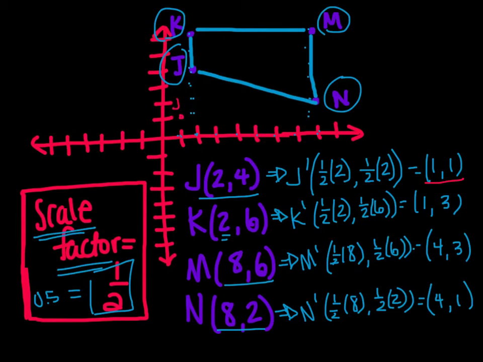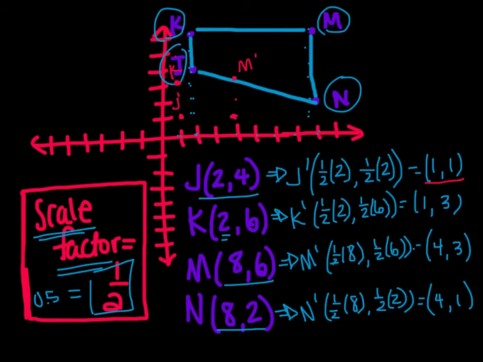There's j prime. K prime is over 1, up 3. So 1, 2, 3. That's our K prime. Our M prime is over 4, 1, 2, 3, 4, and up 3, 1, 2, 3. That's our M prime. And our N prime is over 4, up 1. I don't like this very much.